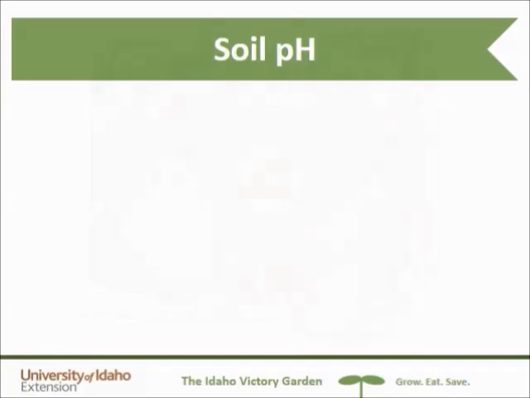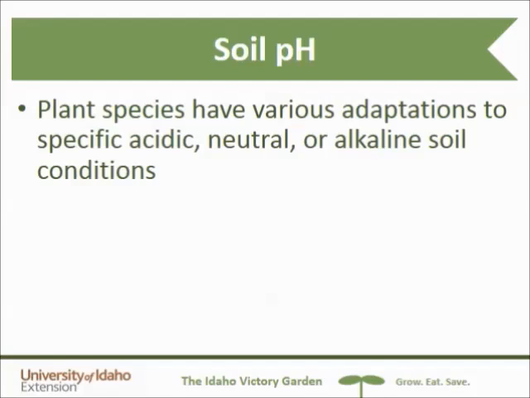Now just a little bit about pH before we close. So soil pH is a measure of the active hydrogen in a soil, but where it really matters to you as a gardener is that plant species have different adaptations that allow them to grow and thrive at different pH levels, whether it be acidic, neutral, or alkaline.